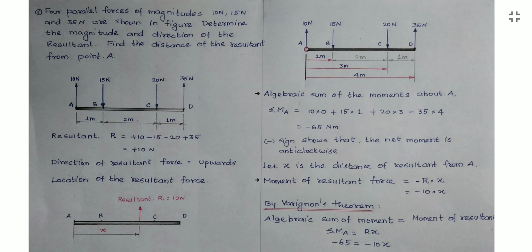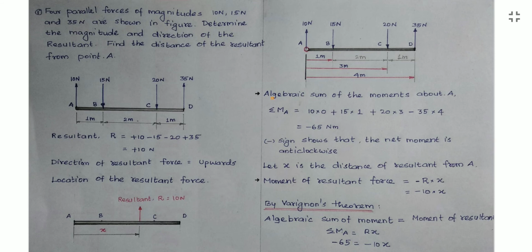Then force value is 35 and distance of the force from the hinge point is 4. Total value 1 meter, this 2 meter, this 1 meter. Totally 1 plus 2 plus 1, it is 4. So this 35 Newton force is acting from A at a distance of 4 meter. As it is rotating in anti-clockwise direction, we have to put minus, force value 35, distance from the hinge point is 4. So then add all the values, we will get minus 65 Newton meter.